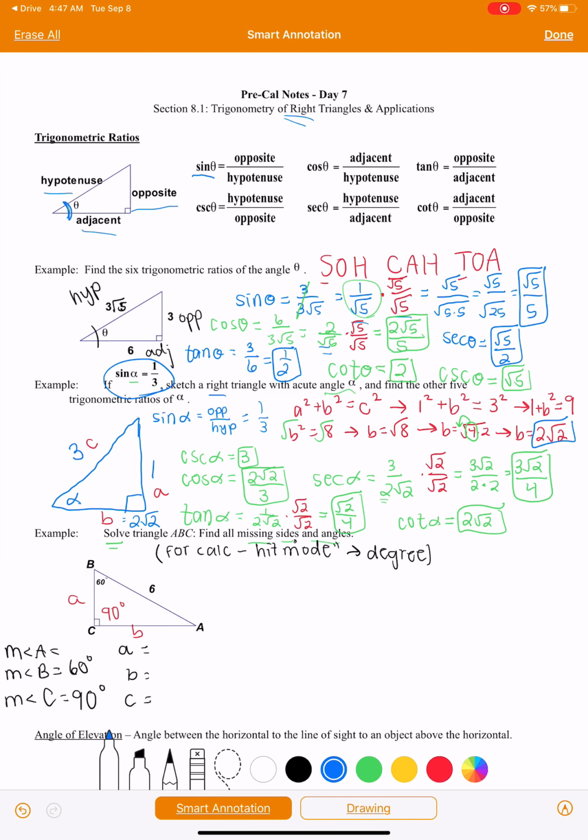Whoopsies. So if I add up all these angles together, it'll equal 180. So now when I do 180 minus 90 minus 60, I'm going to get 30. So angle A is equal to 30 degrees. All right, I've now found all of my angle degree measures.